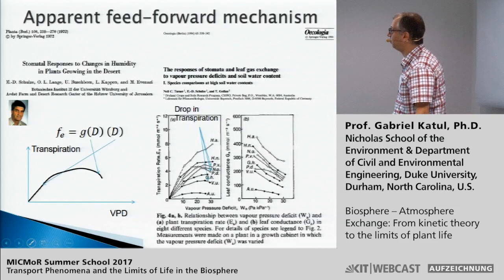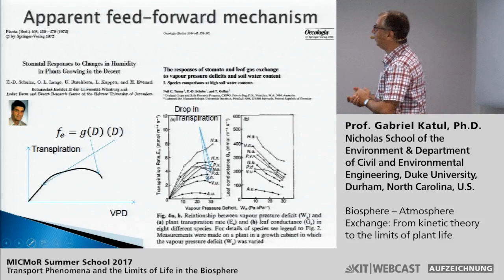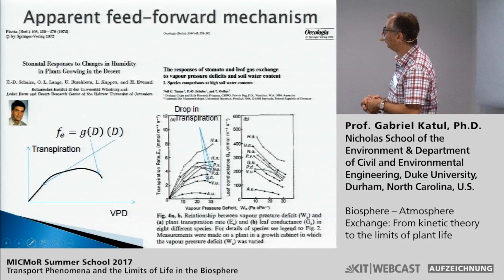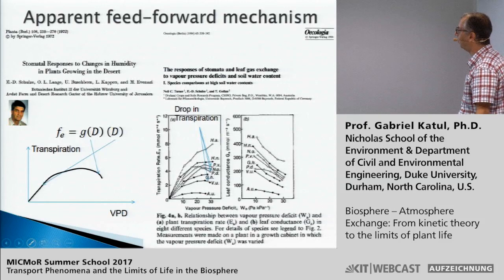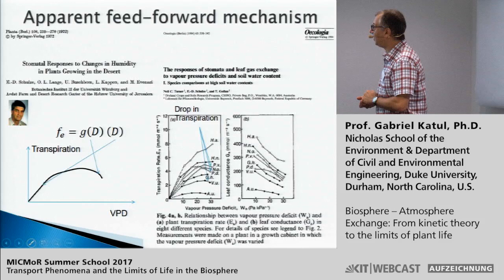It was perhaps articulated in a number of papers, including one by Detlef Schulze, where in 1972 he stated that stomata responses to changes in humidity in plants growing in the desert somehow provide some sort of predictions. The plants, almost stomata, can predict that aridity in the atmosphere is going to continue and they are going to shut down before they desiccate. And the idea of the apparent feedforward mechanism is pretty straightforward.